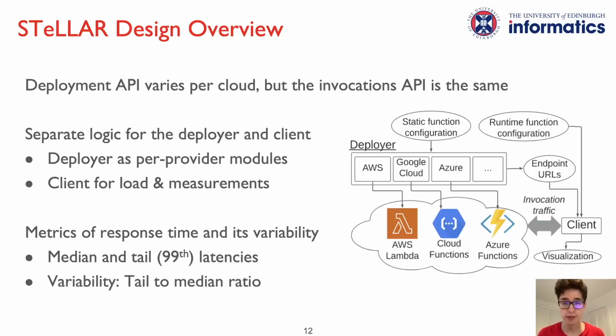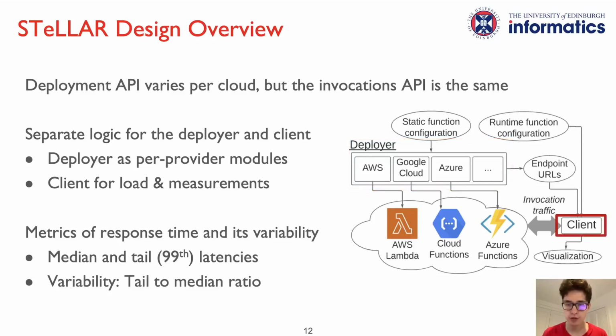STeLLAR is provider agnostic by design. The key insight behind STeLLAR's design is that the deployment interface is different for each provider, but the invocation API is just the same URL or HTTP-based API for any of the providers. Hence, we introduce a separation between the deployer logic, which automates function deployment, and the client, which drives the load and performs the measurements. Using a static configuration file, the deployer automatically configures and deploys the requested set of functions, producing a file with the corresponding set of endpoint URLs, one for each of the deployed functions.